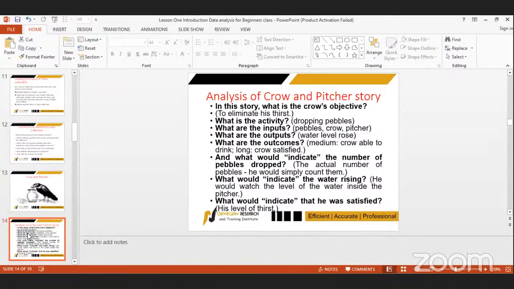Like this, the crown needed the pebbles, needed the crown, and then the big picture was also needed so that the crown can be able to do the activity of dropping the pebble. Then what are the outputs? The output is the result of an activity. As the pebbles were being dropped, the water level began to rise. So the water level rising is simply the output of this particular activity that the crown was engaged in.